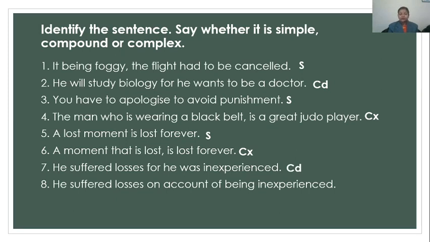Next, he suffered losses on account of being inexperienced. He suffered losses, this is the clause, and suffered is my finite verb. On account of being inexperienced, this part of the sentence doesn't have any finite verb. It has only one finite. What is that? Suffered. Being is your non-finite. So as the sentence is having only one finite verb, what type of sentence is it? It is a simple sentence.